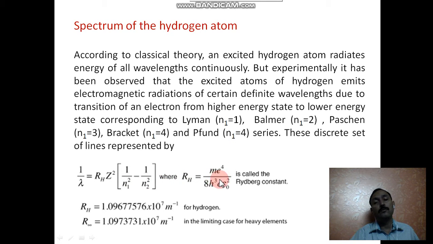R_H is a Rydberg constant whose value is constant because of this value: m e to the power 4 by 8 h cube c epsilon naught square. For heavy elements, R becomes 1.0973731 times 10 to the power 7 meter inverse. This value is slightly different from the hydrogen atom.